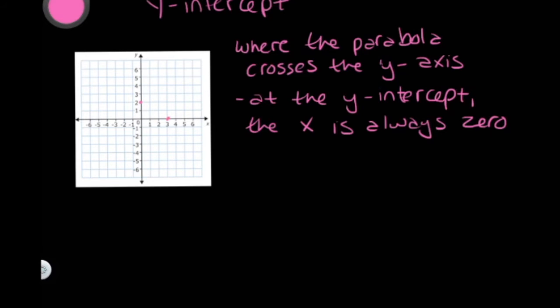so let's draw the parabola as best I can on my tablet. It's not great, but you get the idea, right? That this has a y-intercept right here. It crosses the y-axis at 0 and 2, right? Because that's the x and the y. So the x will always be 0, and the y coordinate is going to be where it crosses the y-axis. So this is our y-intercept.